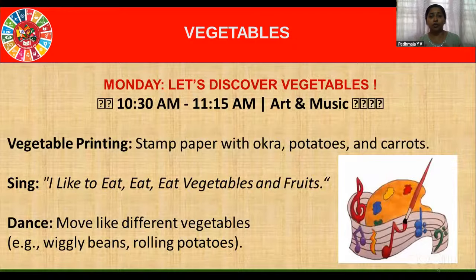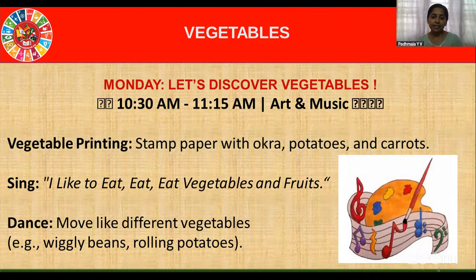Along with that, what the teachers can do is sing. I like to eat vegetables and fruits so that it is good for me. It is good for my health. I will grow from head to toes. And when I eat carrots, my eyes glow. All these can be added in a song.